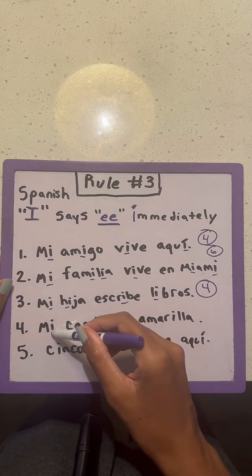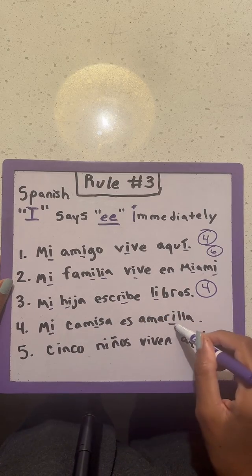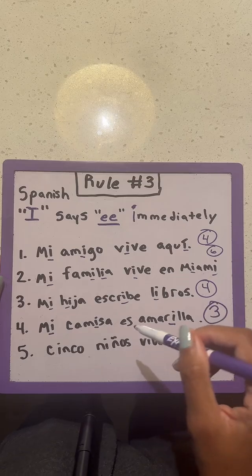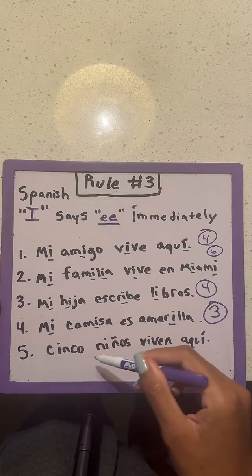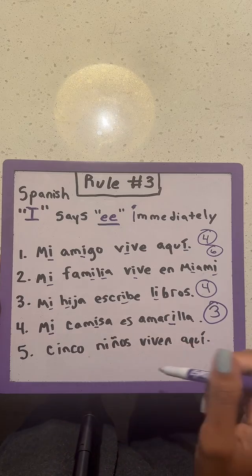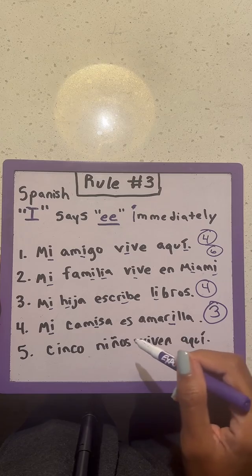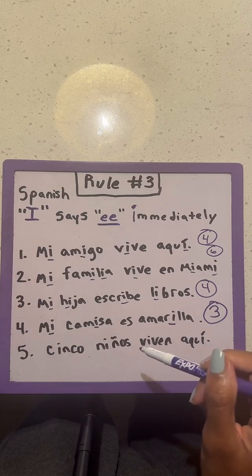Okay, let's count then. Uno, dos, tres. Good job. We see that one 3 times in that one. So good. We're identifying sounds. And what about this last one? Cinco niños viven aquí. 5 children live here. How many times do we see the Spanish vowel E in that one?